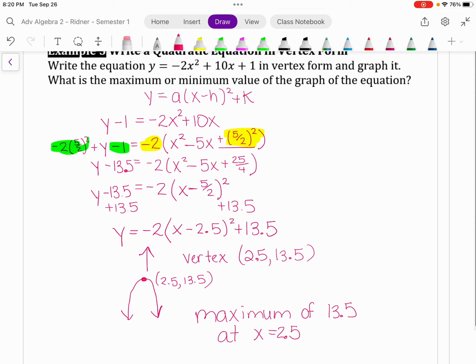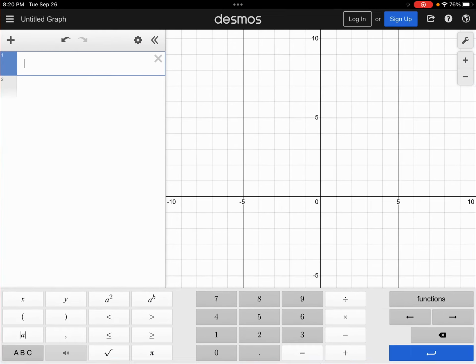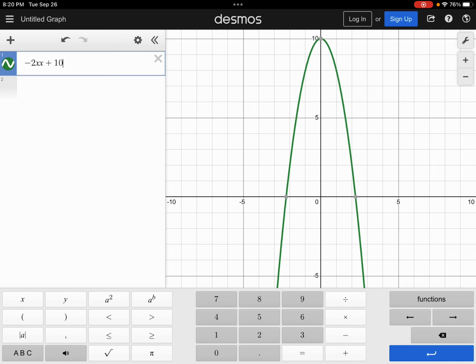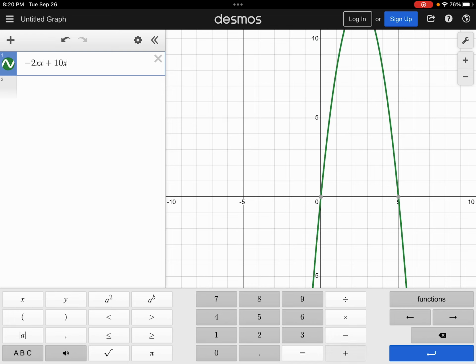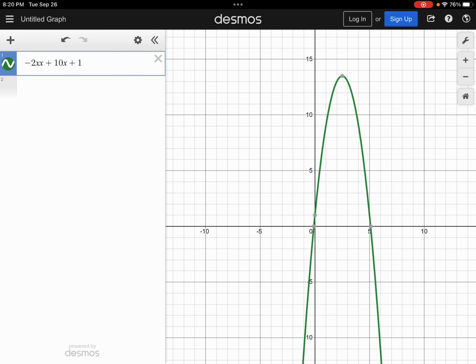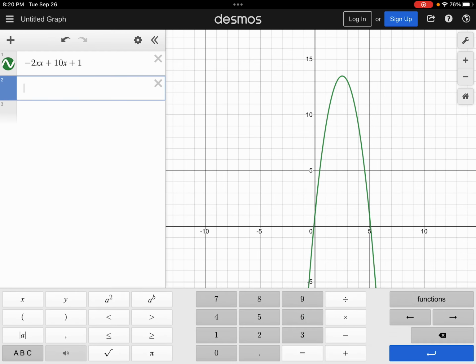How could I check my answer to make sure that that was right? Well, I would put both of them into Desmos. So what do I mean by both of them? The original was -2x squared plus 10x plus 1. Look at that vertex. It sounds familiar. So it sounds like I'm on the right track.